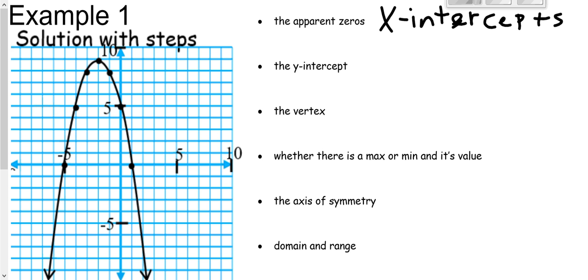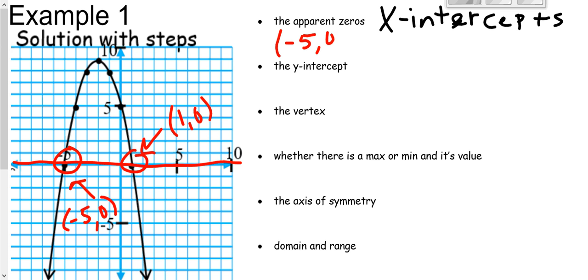The x-intercepts, of course, are where the quadratic crosses the x-axis. So that would mean my points here and here. This one right here is -5, 0, and this one right here looks like 1, 0. Notice that when you're looking at intercepts or zeros, your y-coordinate is always 0. So our apparent zeros are -5, 0 and 1, 0.